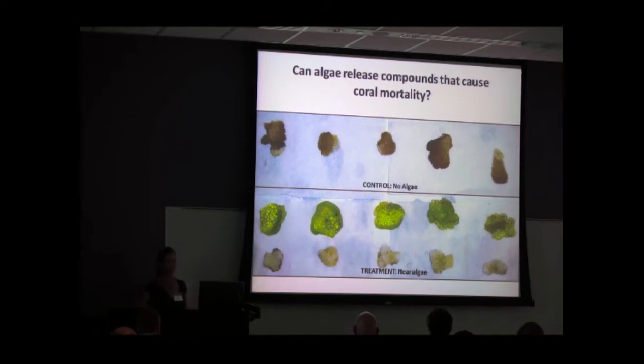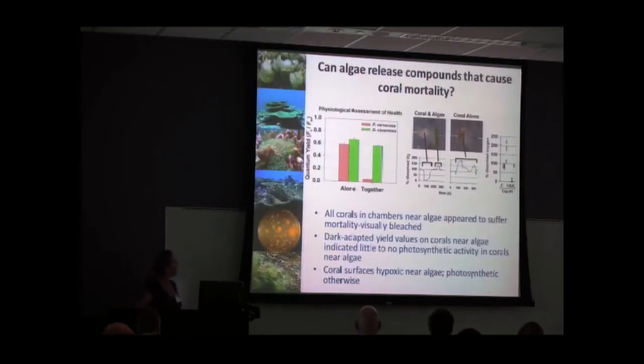These seemed to be shocking results, and I didn't really want to believe Forrest at the time, but looking at the physiological data, we also see that the corals that were adjacent to algae had very low photosynthetic yield. They also had hypoxic conditions occurring on their surface, whereas the algae were producing oxygen, and the corals, in the absence of algae, were also producing oxygen as photosynthetic organisms. So it appears that something about being next to an alga, where there are possibly dissolved compounds coming through, is causing this hypoxic condition on the coral surface.